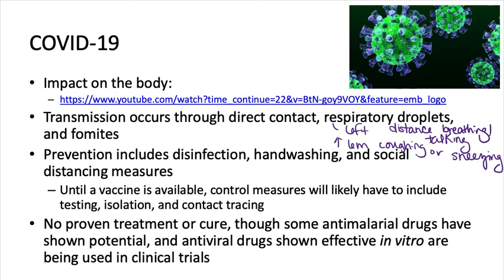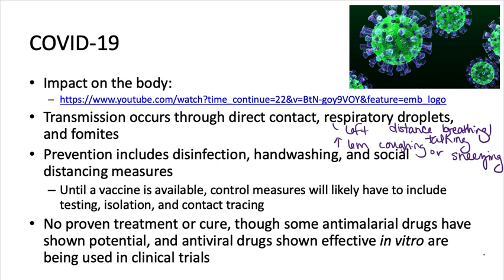When a vaccine does become available, the social distancing measures can reduce, but until then, new control measures will likely include massive testing, isolation procedures for those that are sick, and contact tracing.